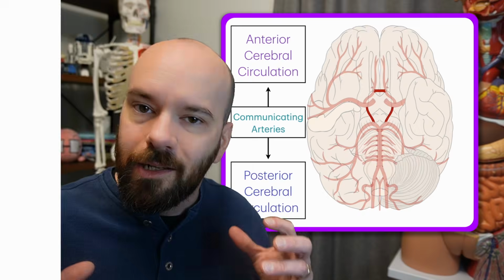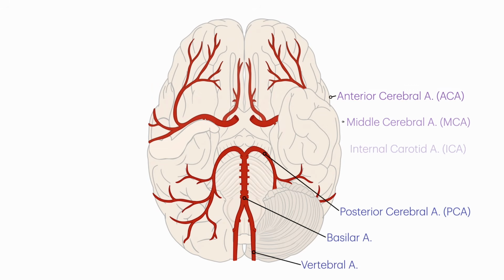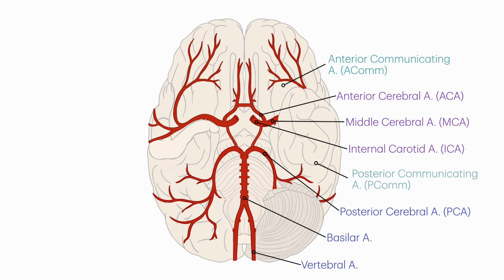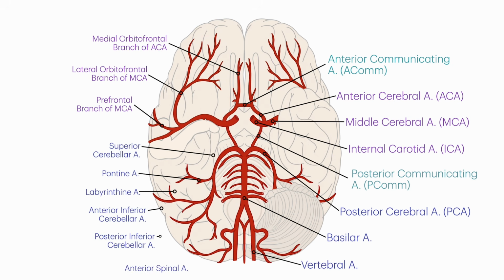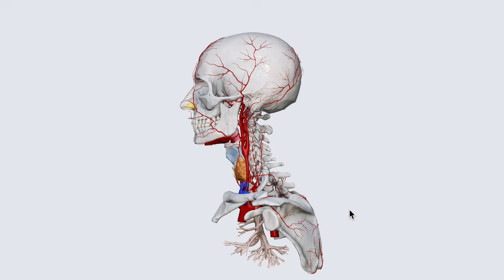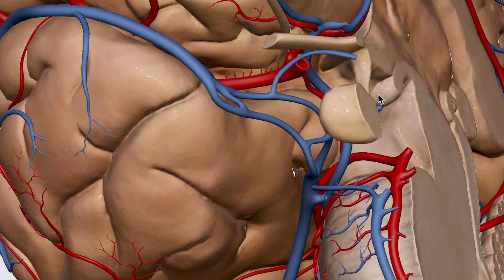So in this video, I'm going to clearly map out those two systems, then we'll add in the communicating arteries, and finally the smaller arteries that branch out to different regions of the brain. And we'll look at some great three-dimensional views of the brain as well. In other words, we're going to learn this in a way that you can finally wrap your brain around. So let's jump to the whiteboard and get started.